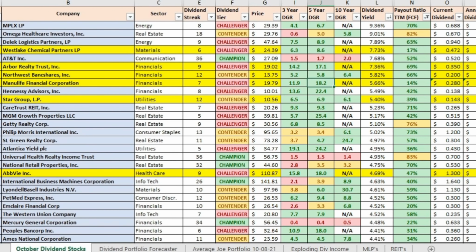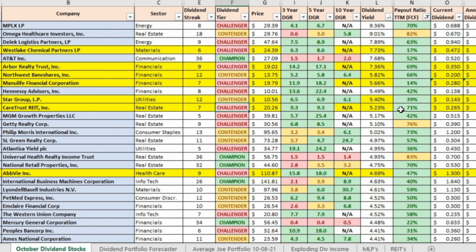All right, here, rounding it out, let's go ahead and include this real estate investment trust, CareTrust REIT. Actually used to be in my portfolio a number of months ago. I ended up consolidating just down to 2 real estate investment trusts. So we'll go ahead and include CTRE. 7 consecutive years of growth. The 3 and 5-year growth rates are 9.3, 9.3, really good. 5.23% dividend yield currently, and 71% on the payout ratio.